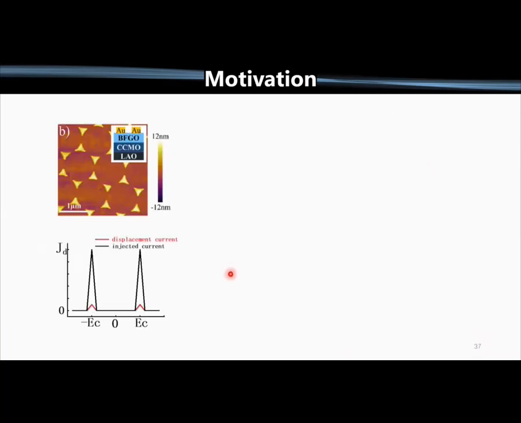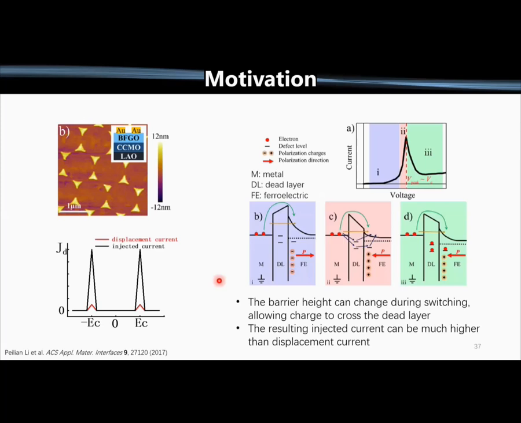Related to that, it's been noted that when you have a switching event, you can have quite large currents associated with tunneling across the dead layer that is at the surface of a lot of ferroelectrics, some region that doesn't switch, but you can still end up tunneling across it, and that can lead to a much larger injected current than the normal switching displacement current.